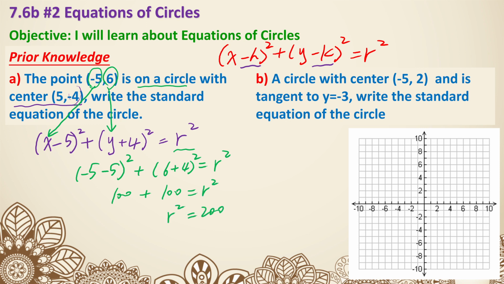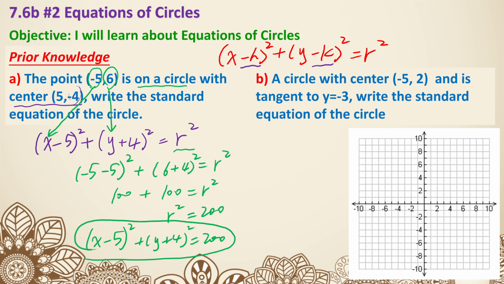And after knowing r squared, I can easily finish writing the equation, which is (x minus 5) squared plus (y plus 4) squared equals 200. And that is my final answer.